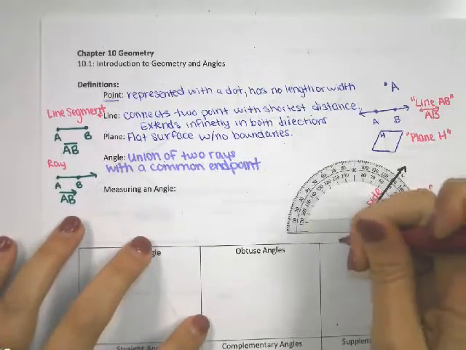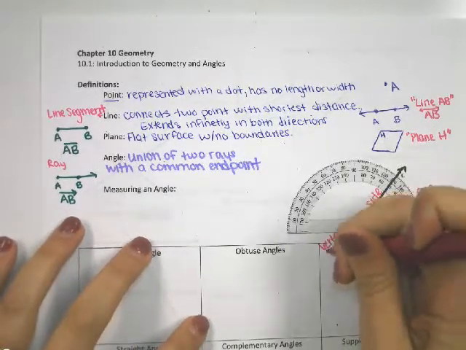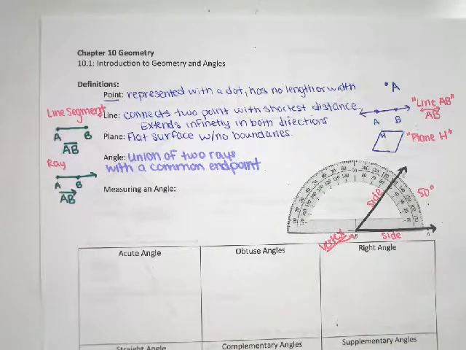And then we call this point B the vertex. So the vertex is kind of where the angle starts, and then it extends from there. And then we can measure angles in degrees. Additionally, we might want to be able to name an angle.